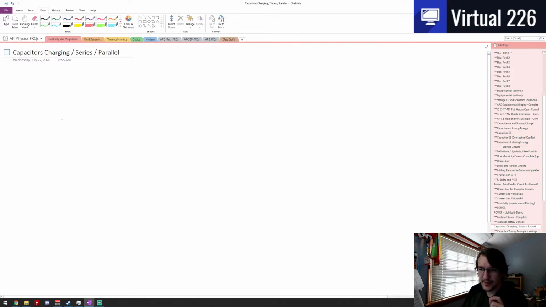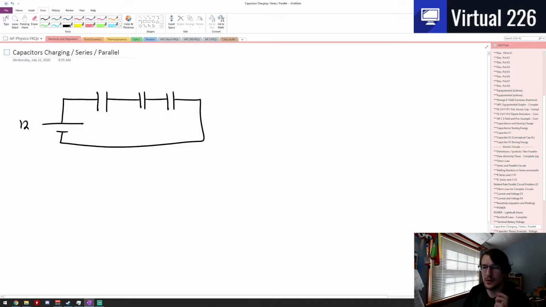So imagine for a second we have a circuit. It's 12 volts. And we have a number of parallel plate capacitors in a row, each one with capacitance C1, C2, and C3. How would we go about adding those capacitors together? Well, what we have to think about is the following.